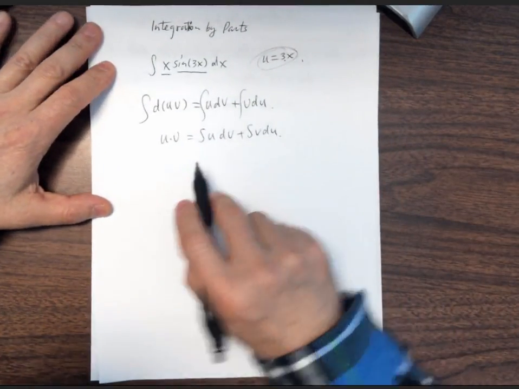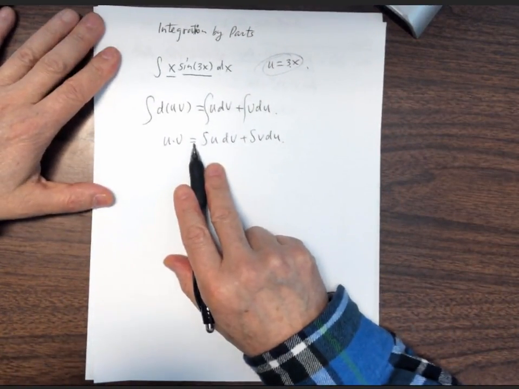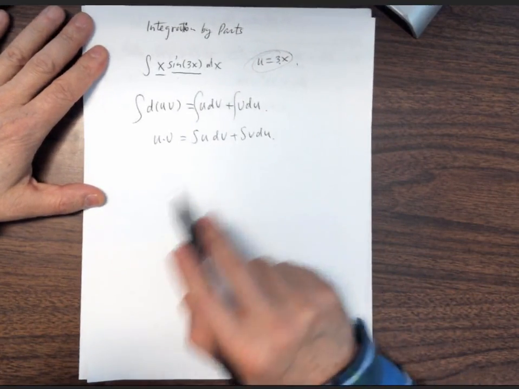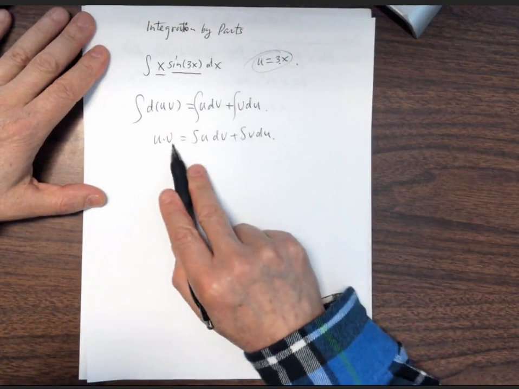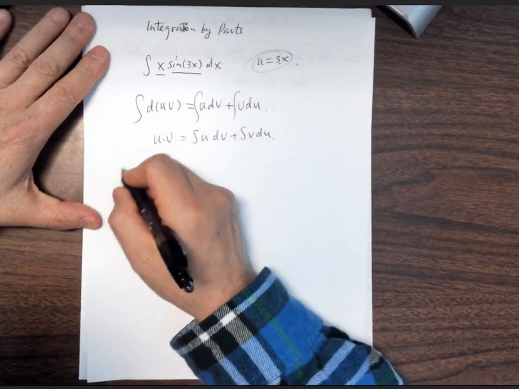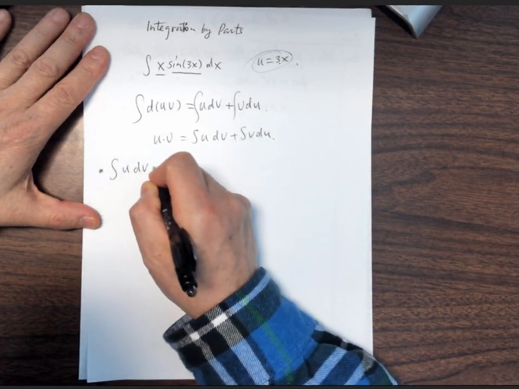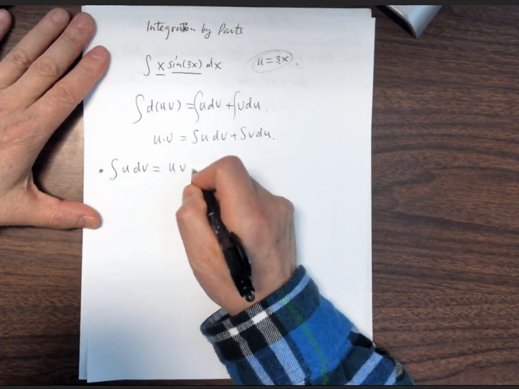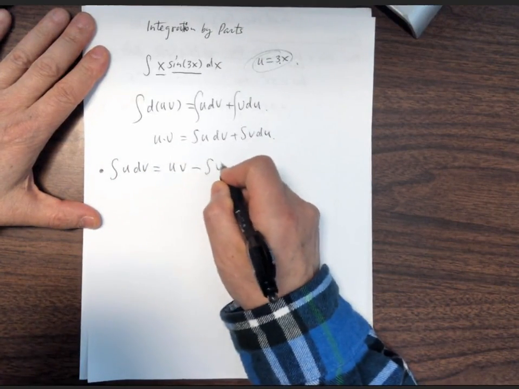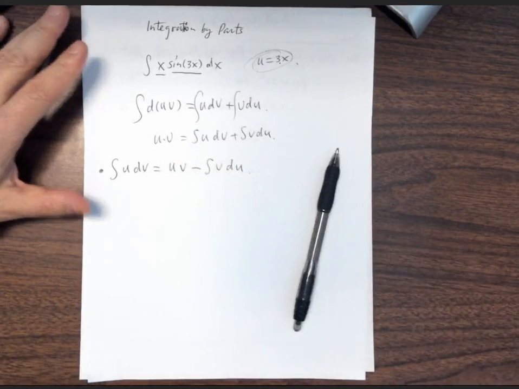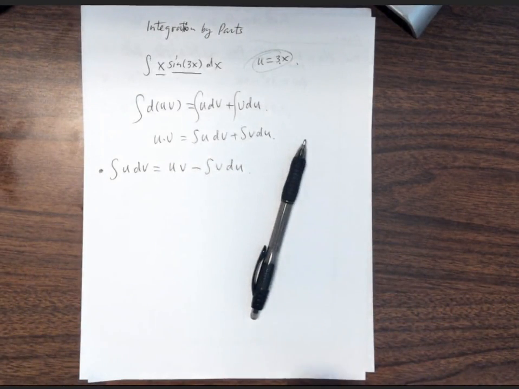And here comes our integration by parts formula. For example, we can move this term to this side. We have the integral of u dv equal to uv minus the integral of v du. And this is our integration by parts formula.